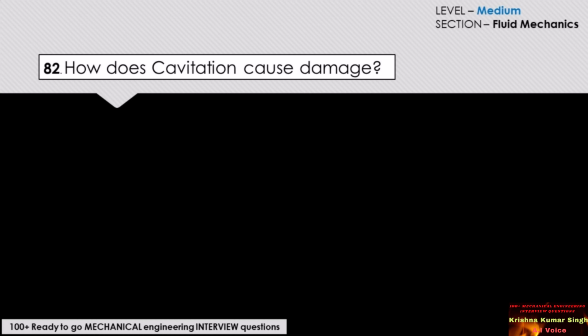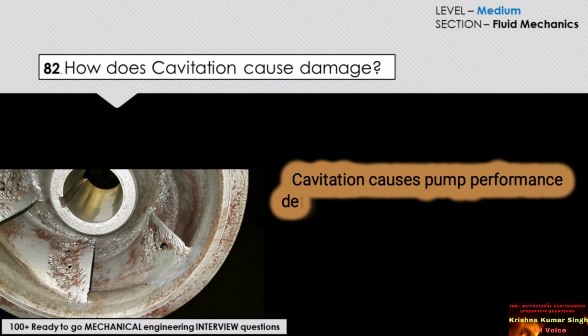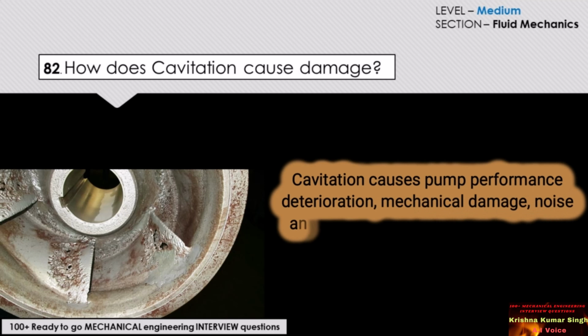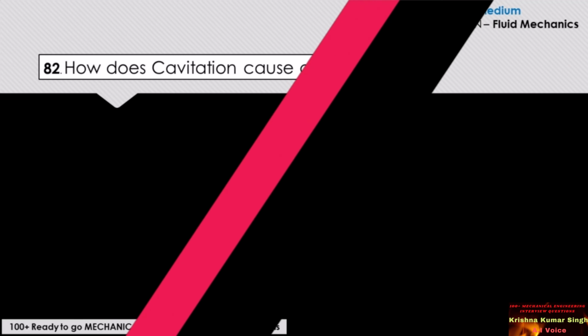How does cavitation cause damage? Cavitation causes pump performance to deteriorate. There will be mechanical damage, noise and vibration, which can ultimately lead to the failure of the pump. Vibration is a common symptom of cavitation and many times the first sign of an issue. Vibration causes problems for many pump components including the shaft, bearings and seals.